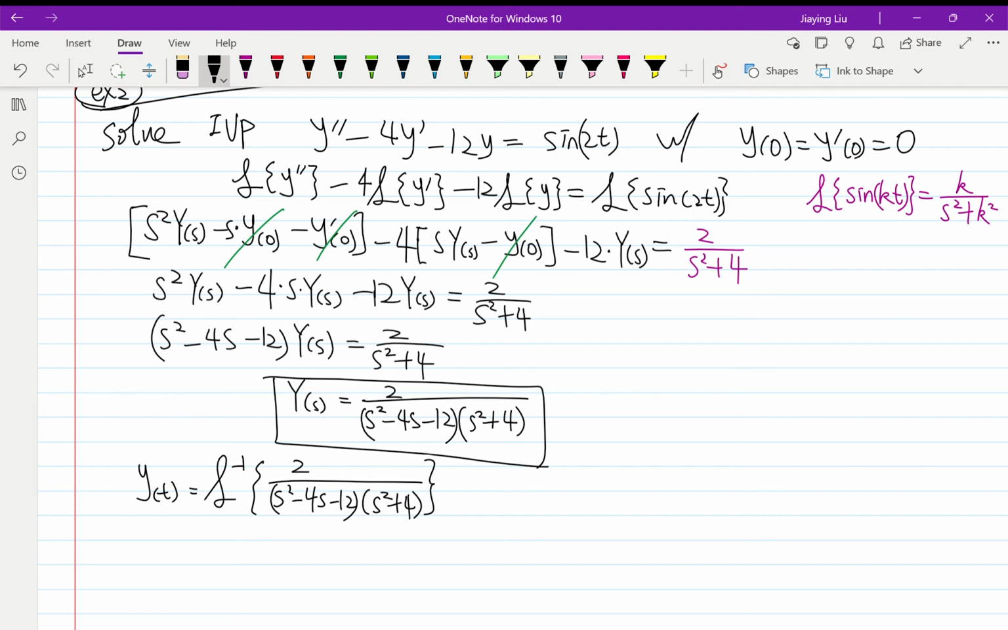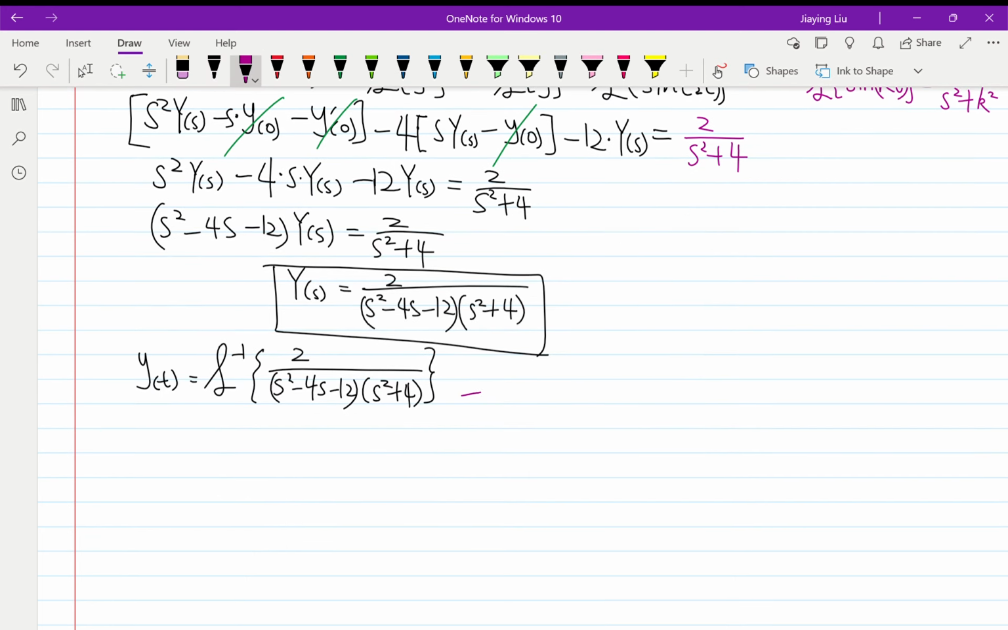And clearly, right, we couldn't figure out what the y of t is by just going to the table, because the table doesn't have a complicated expression like this. So that means we're going to have to try to use partial fractions from here. So we need to find partial fractions next for this fraction in the inverse Laplace transform.